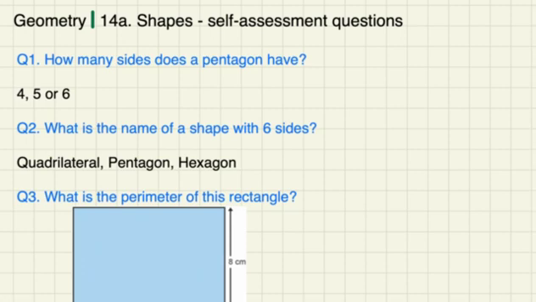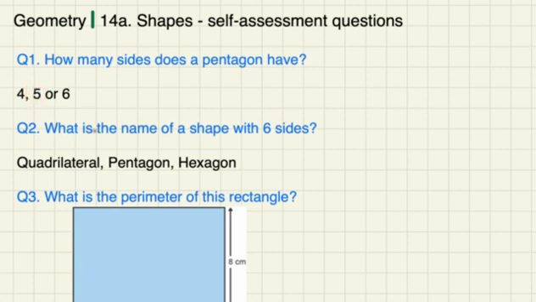Okay, so the first question is, how many sides does a pentagon have? 4, 5 or 6? So hopefully you remember what a pentagon is. Penta means 5. So anything that is penta is 5. So that is the answer.